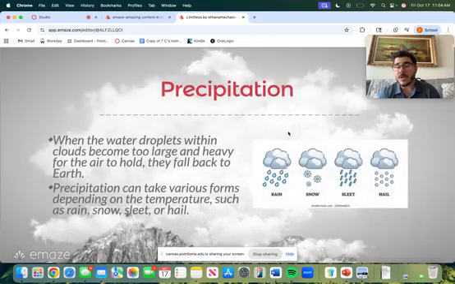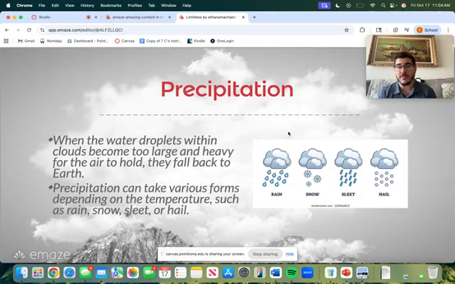All right. Moving on to precipitation. Now, precipitation is probably the one you guys are most familiar with. When we think of precipitation, we think of rain, which is true. But it's not just rain. If you look at that diagram on the right, it can be rain, it can be snow, sleet, it can be hail. When water droplets fall from clouds, they can become too large and heavy for the air to hold. They fall back to the earth. Now, this can be done, like I said, in a bunch of different ways. All I ask that you put here: precipitation is when water droplets fall from clouds towards the earth. That's basically the meaning of precipitation.